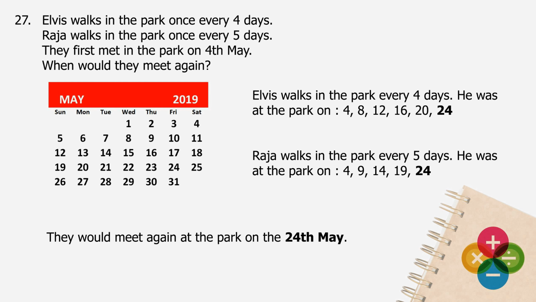Elvis walks in the park every 4 days. He was at the park on 4, 8, 12, 16, 20, and 24. Raja walks in the park every 5 days. He was at the park on 4, 9, 14, 19, and 24. They would meet again at the park on the 24th of May.